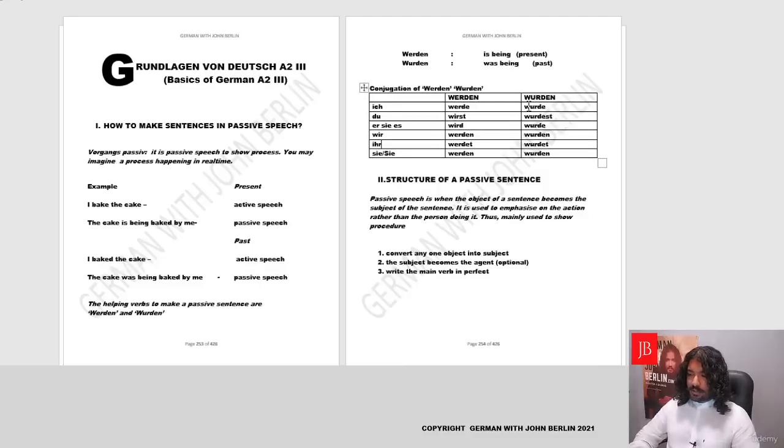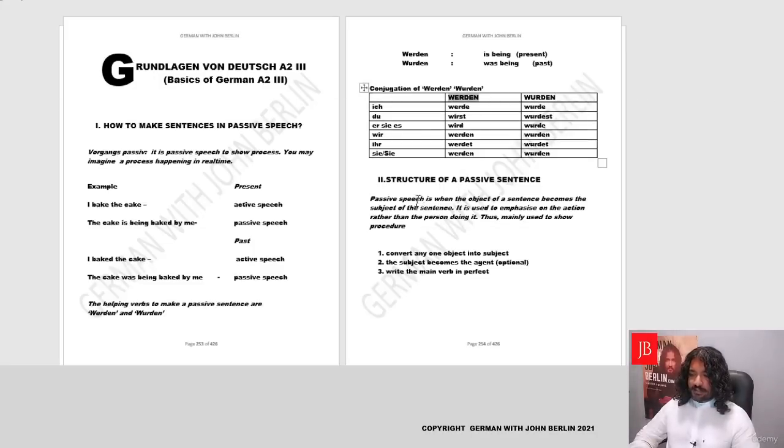Okay, moving forward, ich wurde, du wurdest, sie, es wurde. Wir wurden, ihr wurdet, sie, Sie wurden. Perfect. So this is again your past form of werden, wurden. So this is being, this is was being. Now let's look at the structure.